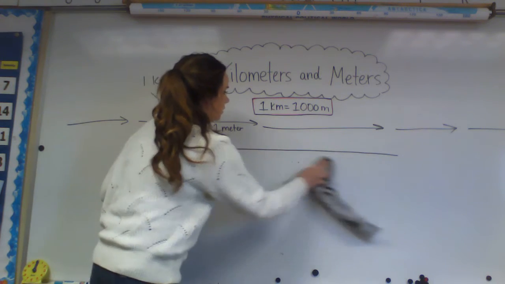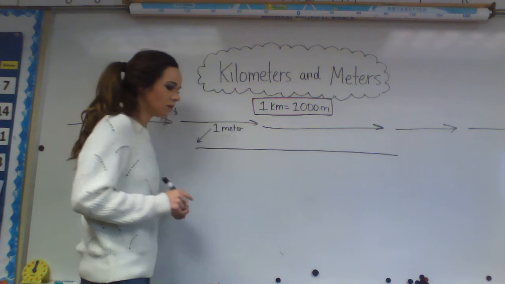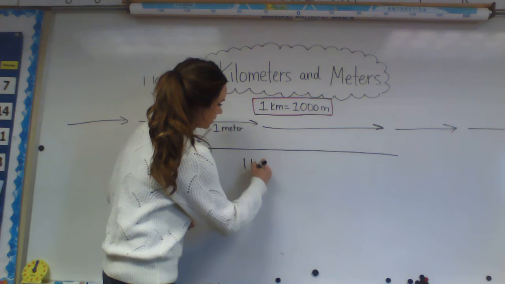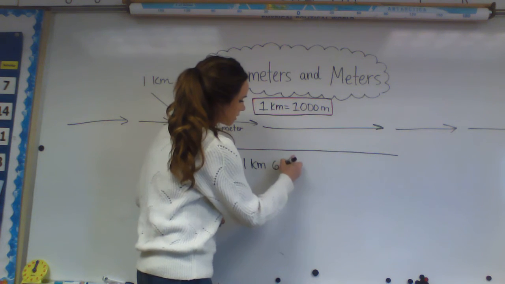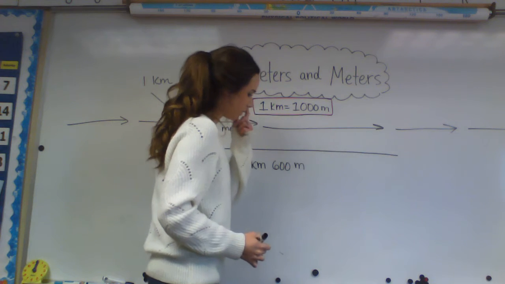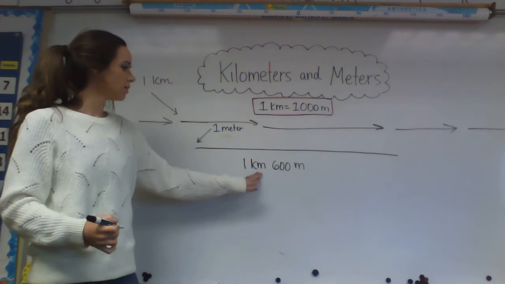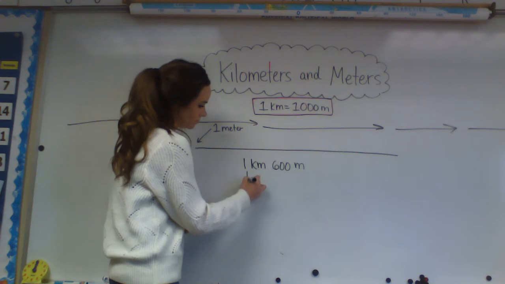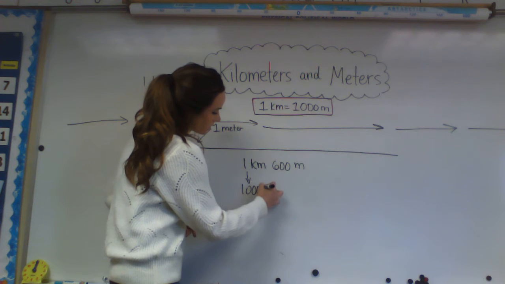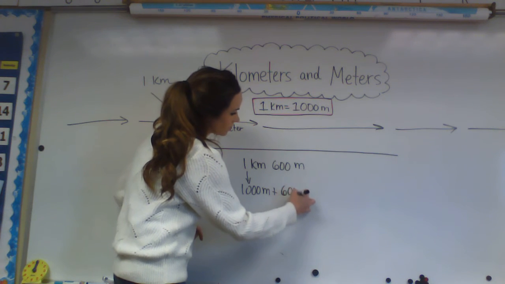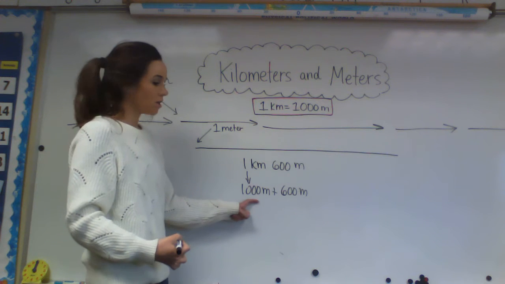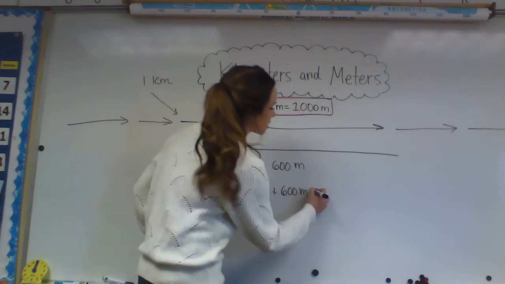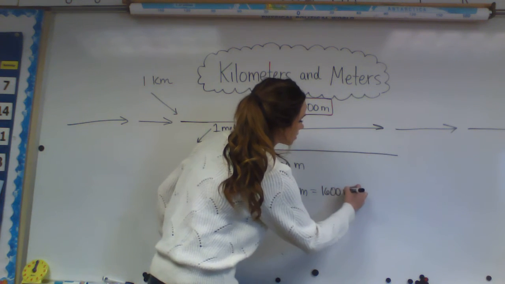So we're doing the opposite. We could write in meters instead of kilometers. So if I have 1 kilometer, 600 meters, and I want to write this in just meters, well, I know that 1,000 meters equals 1 kilometer. So this is 1,000 meters plus another 600 meters. And they're asking me to just write it in meters. So I'm going to add 1,000 plus 600, which equals 1,600 meters.